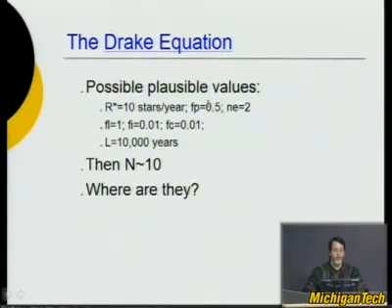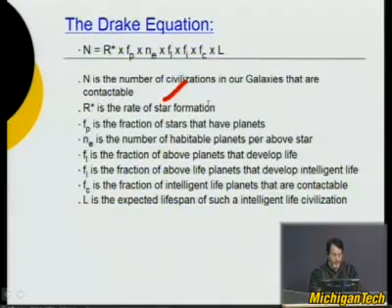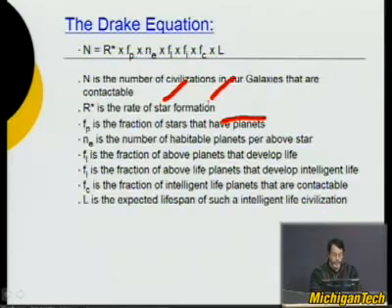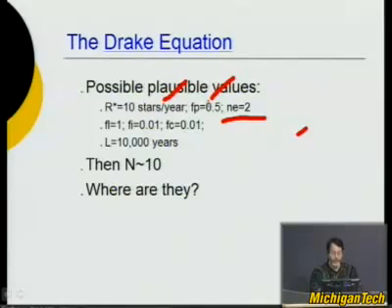All right, so you can put in plausible numbers, and you can play this game for hours until your family and friends are annoyed with you. So I just plugged in some numbers just for fun. One is that there's 10 stars per year being formed, and that f of p, so we can go back and see f of p was the fraction of stars that have planets. Let's say half the stars have planets. And then let's say n is equal to 2, and go back and see, okay, that's the number of habitable planets, so there's 2.